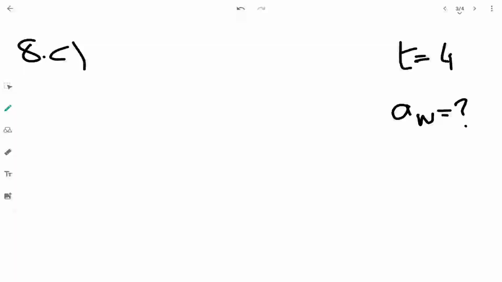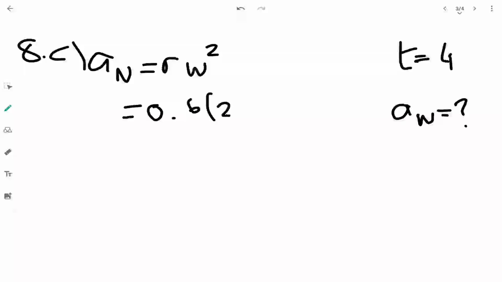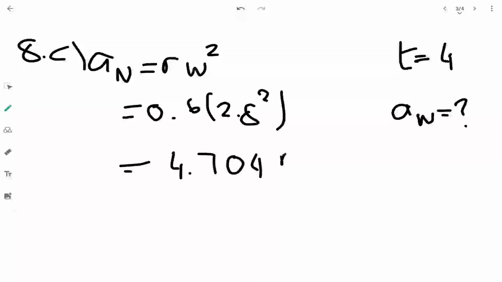So the formula is A normal is equal to the radius times the angular velocity squared. The radius is 0.6. The angular velocity from part A is 2.8, squared, and you will get 4.704 meters per second squared.